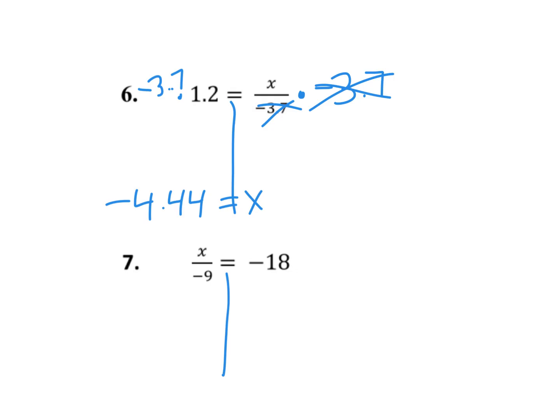In number 7, I'm trying to get x by itself. Try to stay a little bit ahead of me now if you can. I should multiply both sides by negative 9. When I multiply two negatives, I'm going to get a positive. And 18 times 9 is 162.